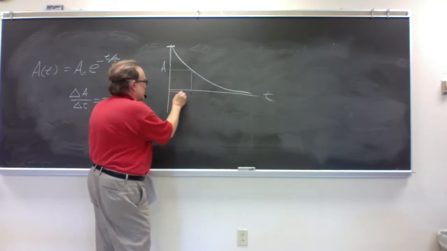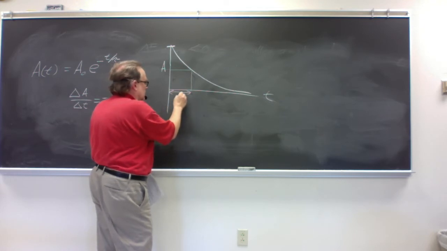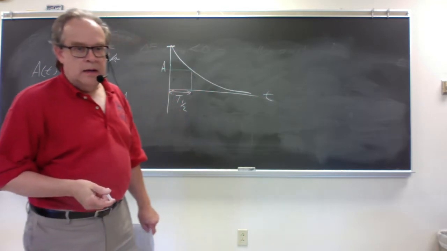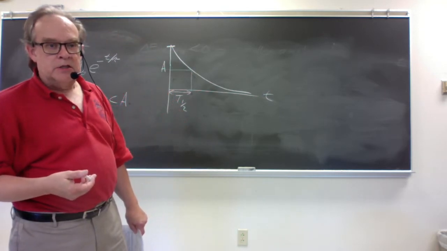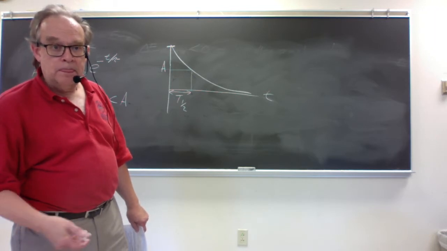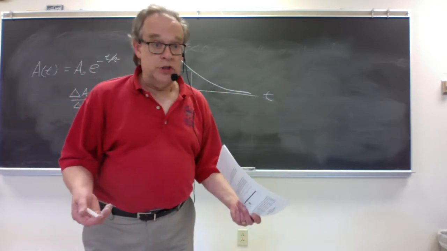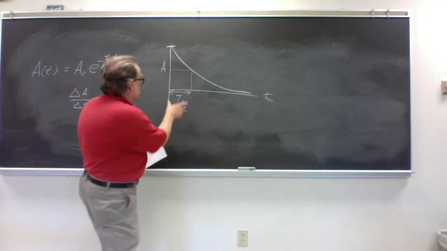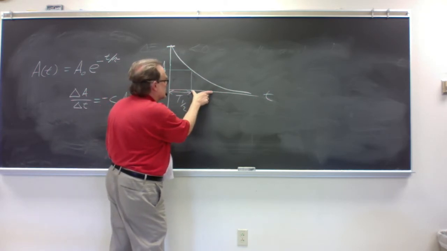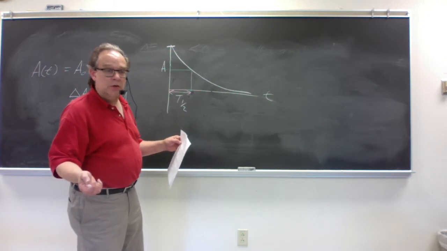So this length of time we can call, let's call it T1 half for half-life, the time it takes for half of what you've got to disappear. If this is the time that it takes for half of what you've got to disappear, then in this much time, from this time to this time, half of what you started with will disappear.